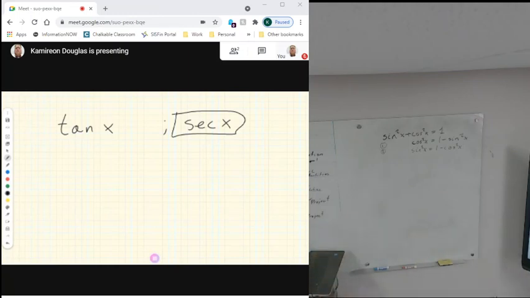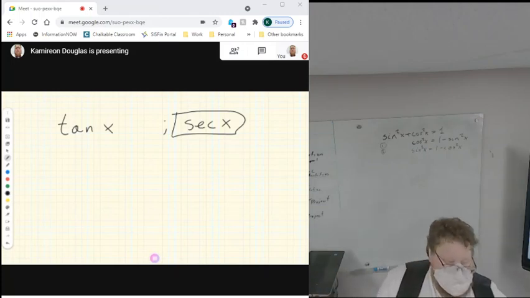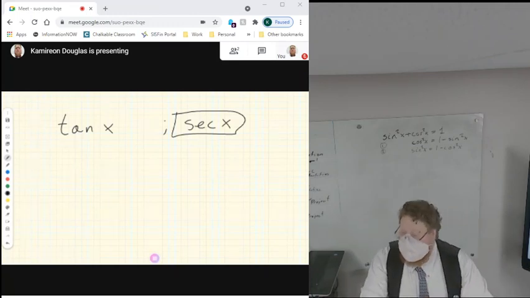Now, a word of warning, it will have constants in it too. It will have other operations in it too. What it means is I don't want to have tangent anymore. I don't want sine. I don't want cosine. I don't want cosecant. I don't want cotangent. I want a new version of this formula containing only secants. So, how do we do that?